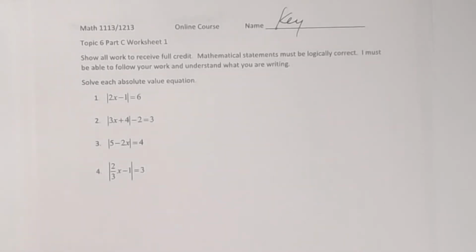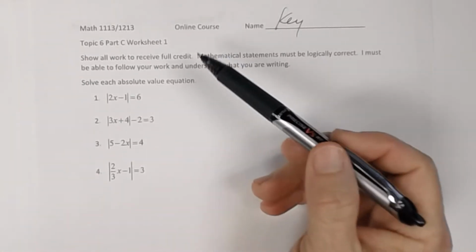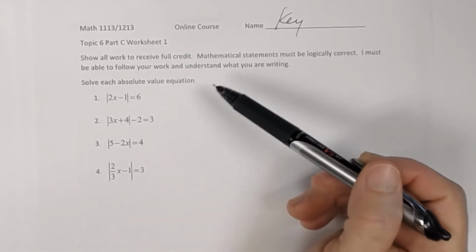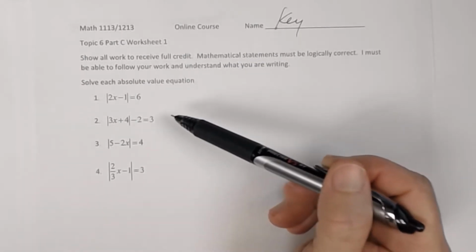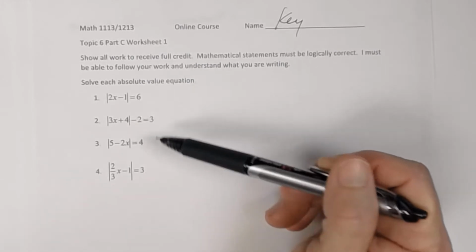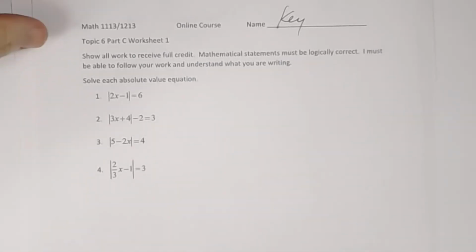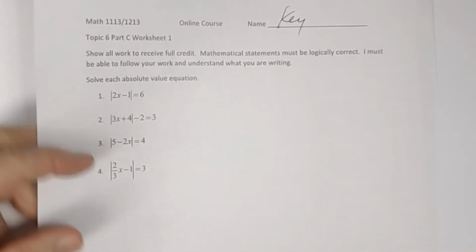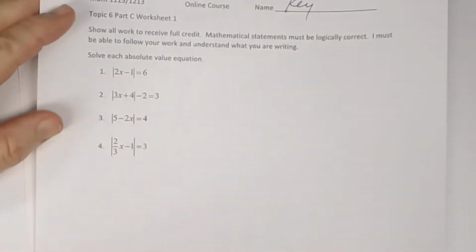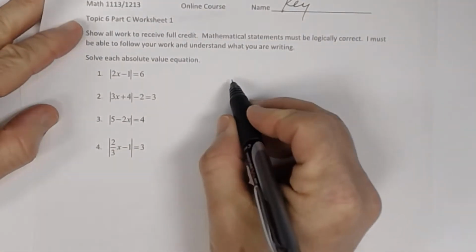Okay, so this is the key to topic 6, part C, and on this worksheet, that's where you were talking about solving absolute value equations. And so let's take a look at that. One of the things you have to remember when solving absolute value equations is this. I'm going to go ahead and remind you.